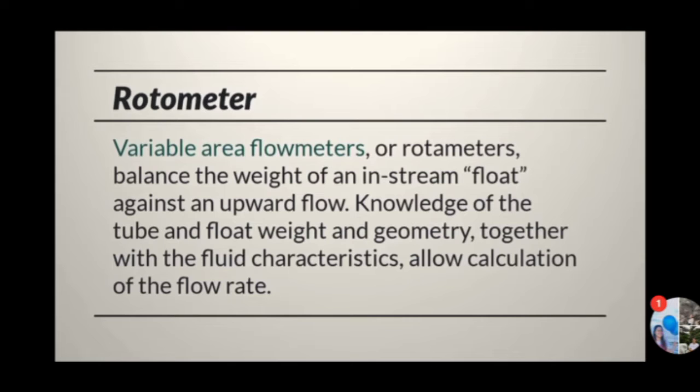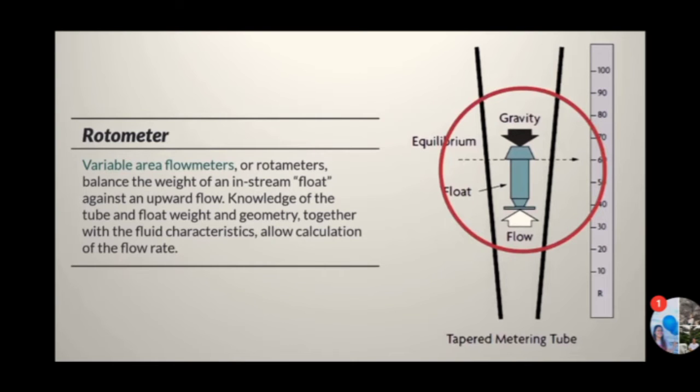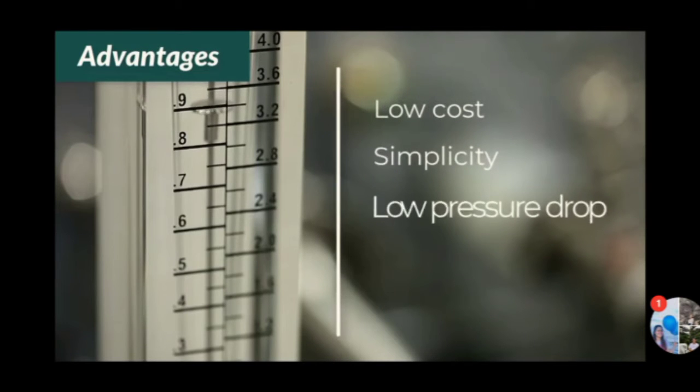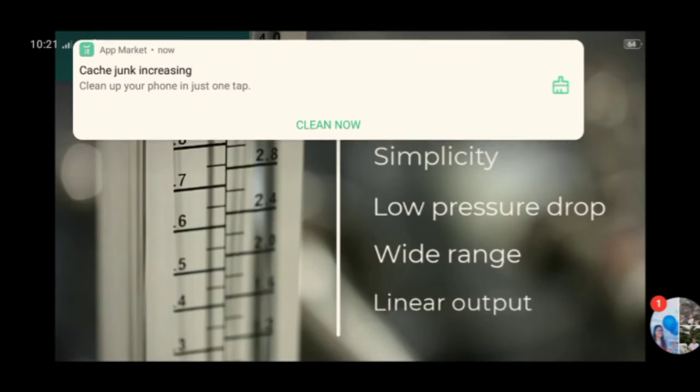In a rotometer, or variable area meter, the force of the flowing fluid moves a weighted float upward in a tapered vertical tube. The higher the flow rate, the higher the float's equilibrium point. Advantages include low cost, simplicity, low pressure drop, wide range, and linear output.